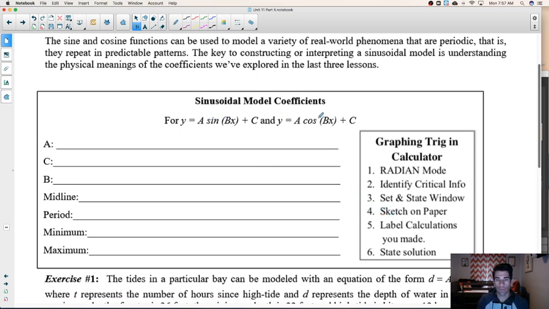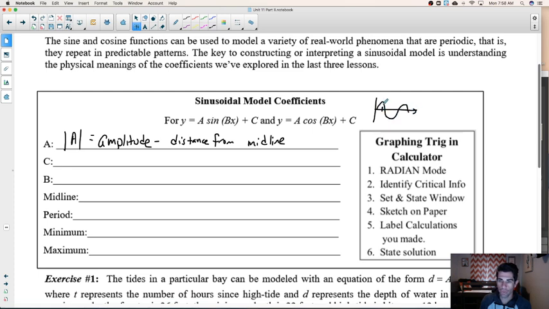So here it is. Here is your model for your sine and your cosine. It's a sine bx plus c. Now each one of these has a meaning. This first value in front of your function would be called the amplitude. And remember, we're going to use the absolute value of a. The amplitude is basically saying how high or how low the graph would be going. Amplitude, and that's your distance from your midline.